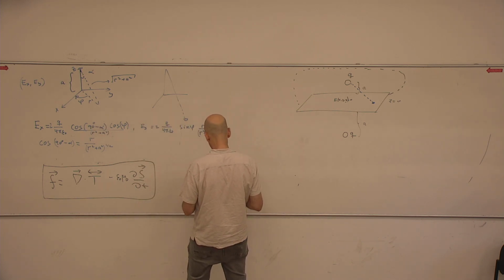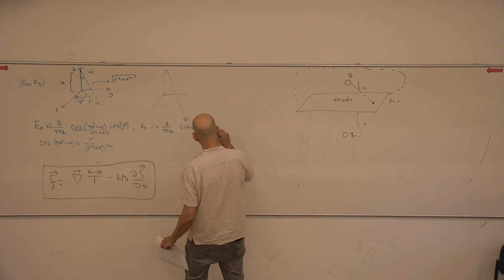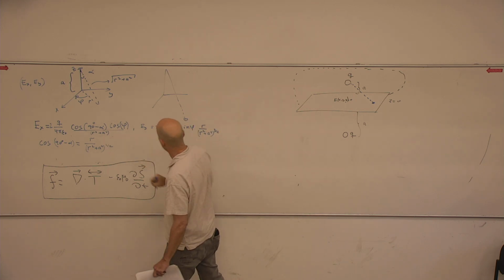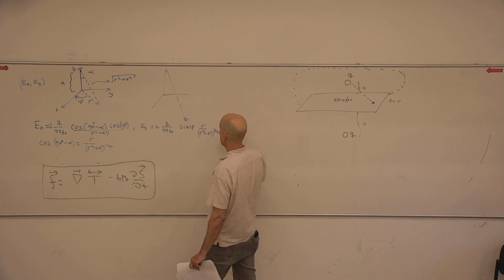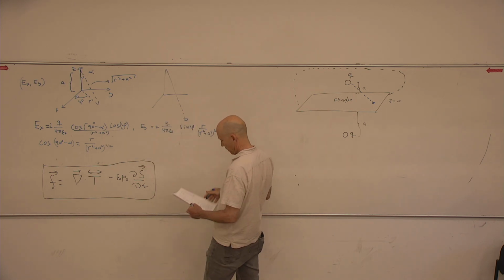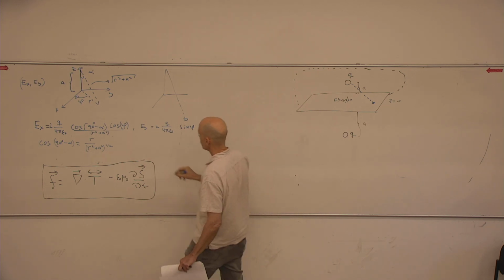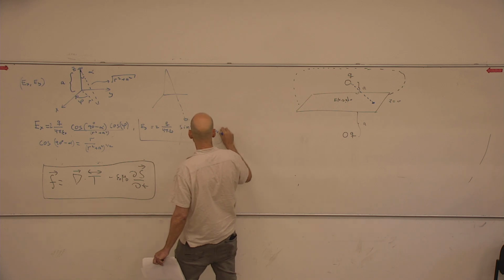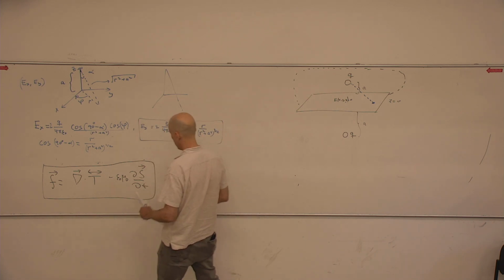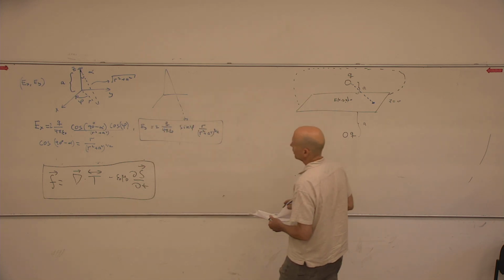And then it's actually 3 because I have also this term. And that's it. I think I didn't make a mistake. So this is Ey. Okay.